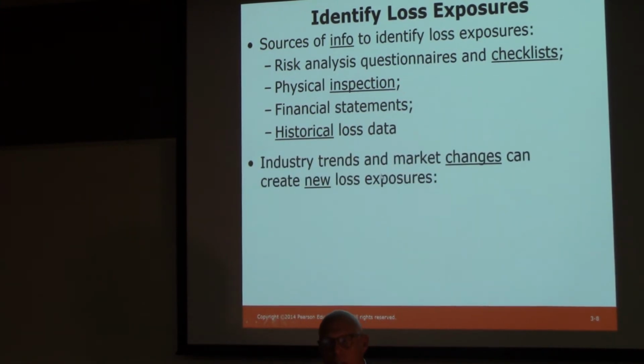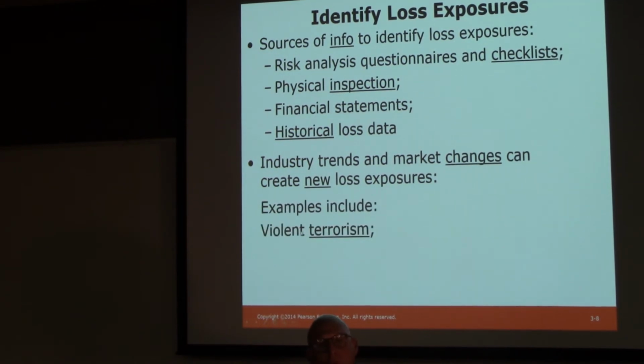Industry trends and market changes can create new loss exposures. On the one hand, we're looking at history, and that helps us a lot, but we have to be aware of things that change. Examples include terrorism. Prior to 9/11, we didn't think anything about terrorism. And in the last 15, 20 years, as we've become more reliant on the internet and on electronic information systems, we've become much more vulnerable to electronic terrorism.